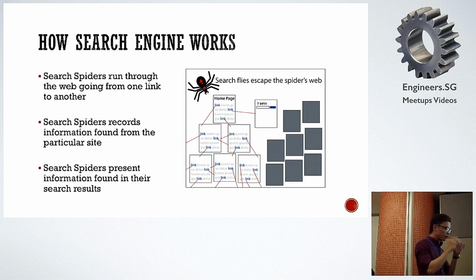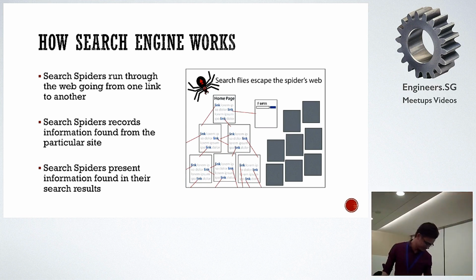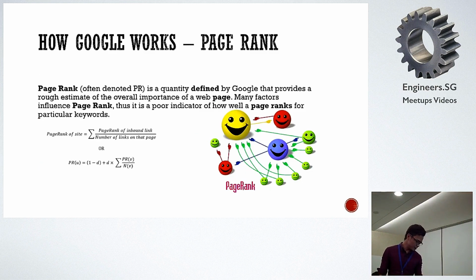So search spiders crawl from my page to his page to his page, and by running through the web from one link to another, it records all the information on the site as well. So on my site, maybe it sees, Tommy Cole likes to do SEO, been doing it for 3 years. This is the information that the search engine looks at and records. After recording it, it makes sense of it. It realizes that this person is talking about good content about SEO, so I want to rank him for SEO. So it presents its information onto your search results. Okay, very brief.